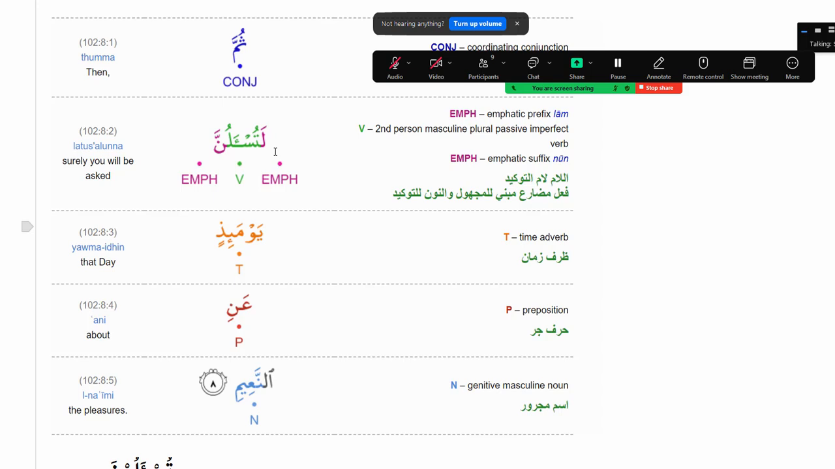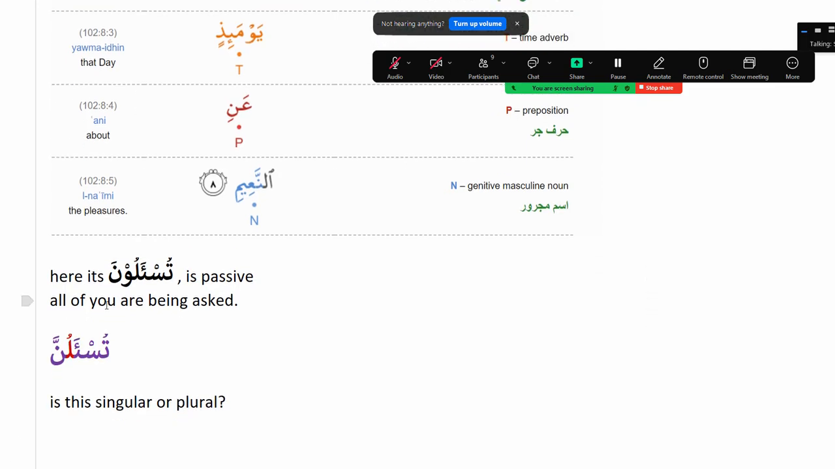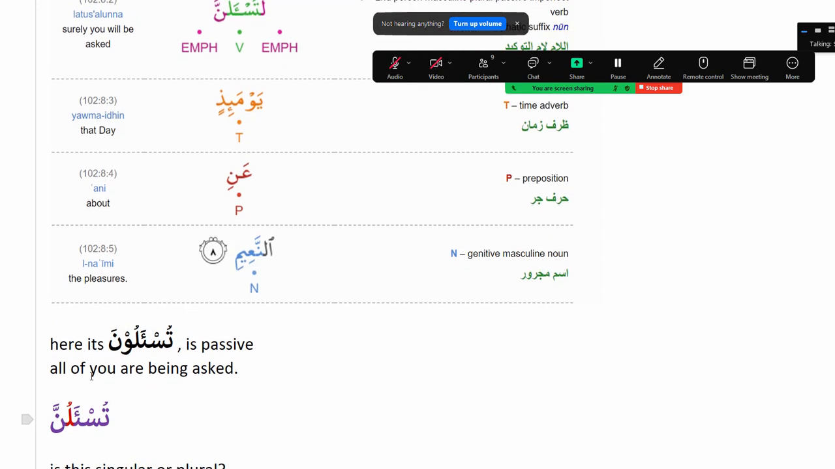So whatever rules apply for the normal mudare, the same rules also apply for the majhul, which we learned in our previous lesson, right? Like jazima, nasba, they also come with majhul, madi and mudare. So in the same way, lam of emphasis also comes with majhul. Okay, so tus'aluna is passive majhul. All of you are being asked. So tus'alunna, is this singular or plural? Plural, because of the dhamma. Very good, mashallah, very good. So you know now, right? If it is singular or plural. If it was tus'alanna, then it is what?